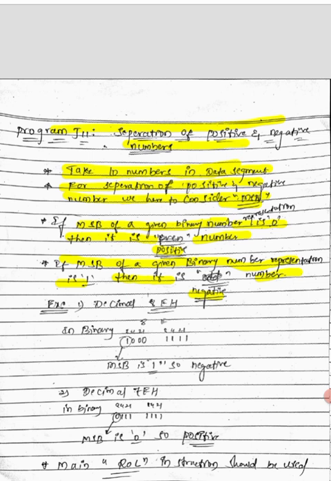I will take 8Fh. I will write it in binary, so it will be 10001111. Here you can see the MSB is 1, so it is a negative number. For positive, I will take the example 7Fh. In binary it will be 01111111. Here you can clearly see that the MSB is 0, so it is a positive number.